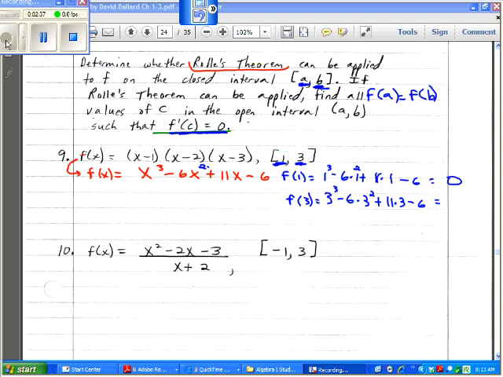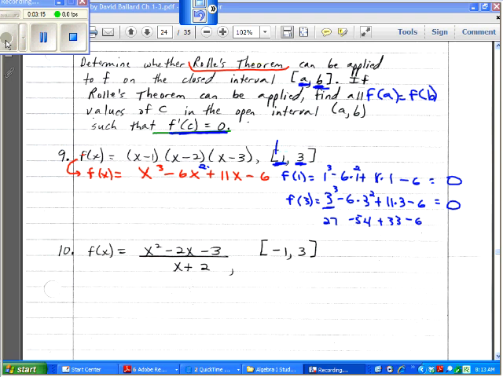On the second one, we would have a 27 minus 54. We have a positive 33 and a negative 6. So that's going to give us a 60. A 60 minus 54 is a positive 6. A positive 6 minus 6 is 0. So the function value at each endpoint is 0.